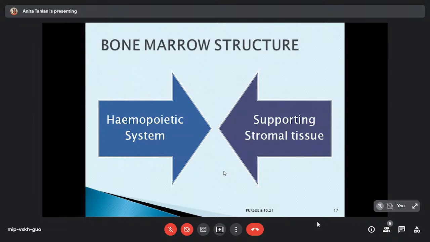Now the other two main components in the bone marrow are the hematopoietic system and the stromal tissue.